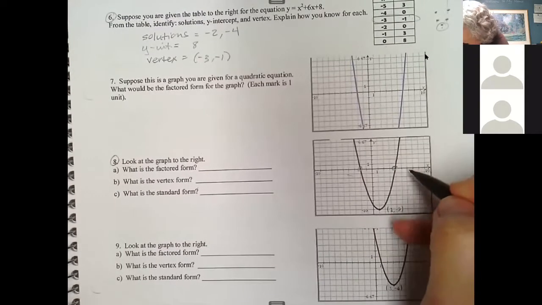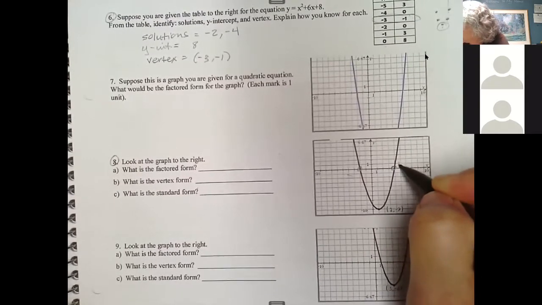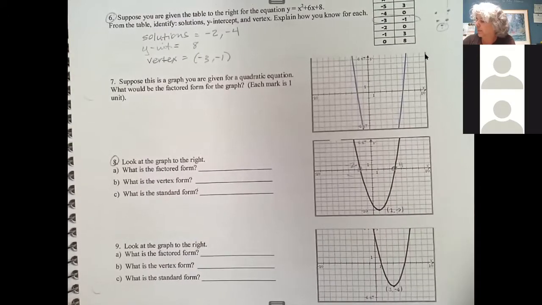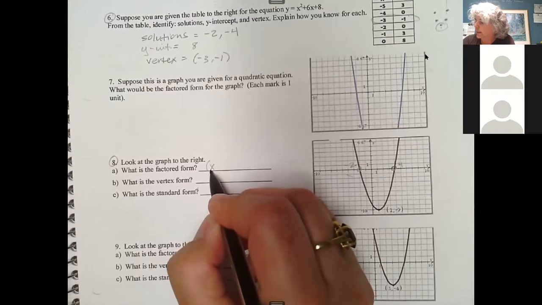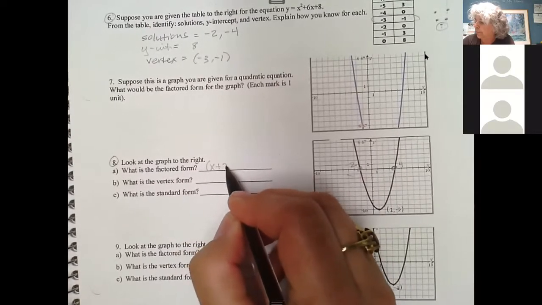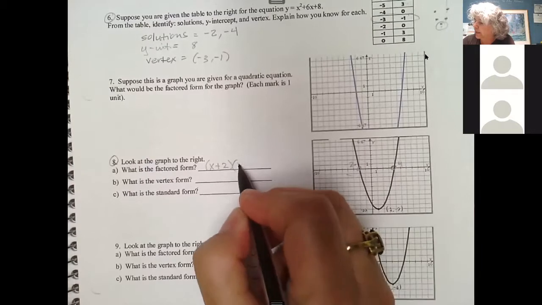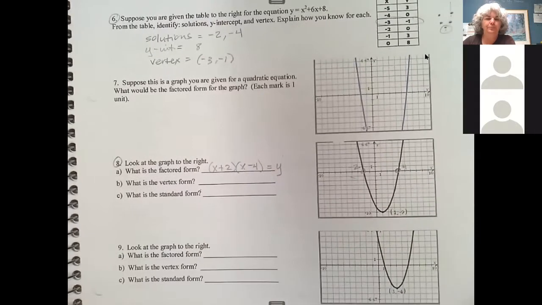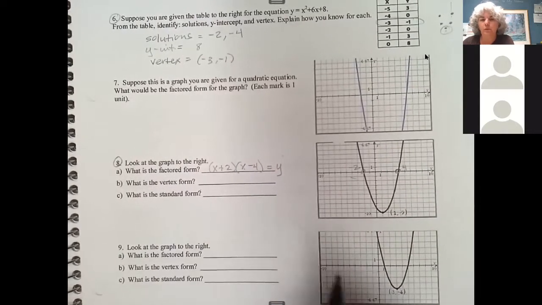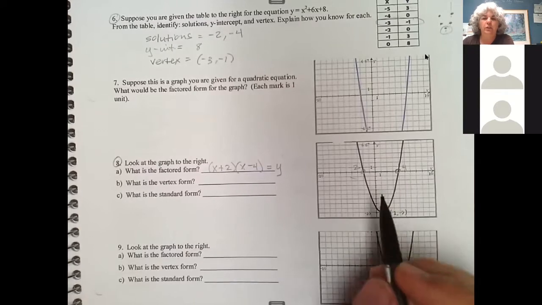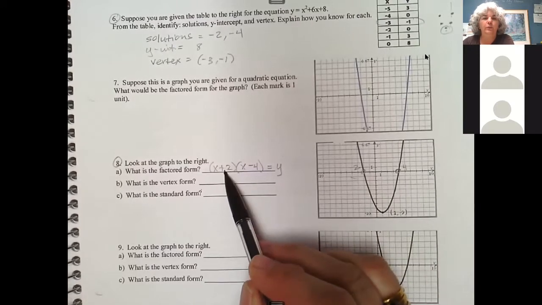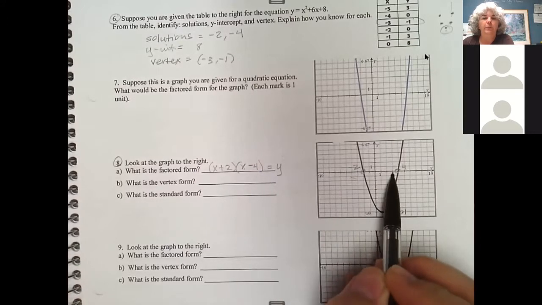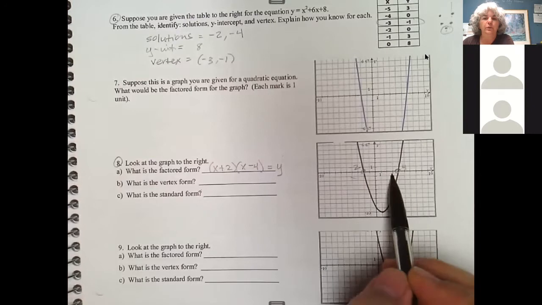So if the zero here is, let's see, 1, 2, 3, 4, that's at 4, and this is -2. Then the factors are going to be the opposites of those. So I'm going to write x plus 2 and x minus 4, and then set it equal to y just to have it as an equation. You can do it in the other order if you want. If I set each one of these equal to 0 and solve, I would get -2 as one of the zeros and +4 as the other, and so those would be my zeros.